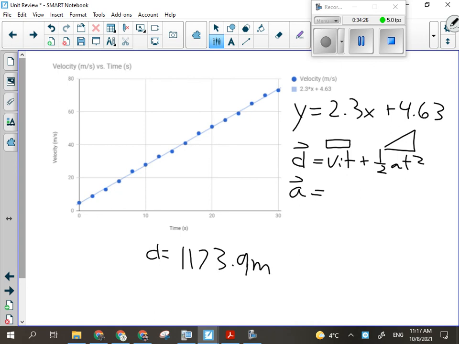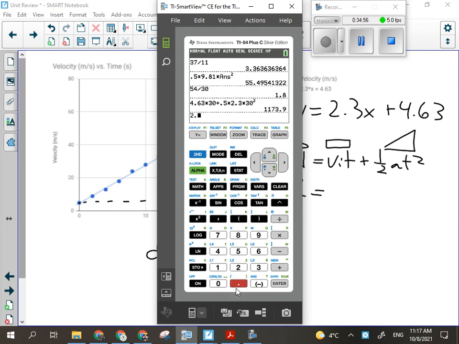Okay, so that's one way to do it. The other way to do it would be to actually figure out what these shapes are and calculate their areas. The only trick to that is there's one extra calculation. I need to know the height of this triangle by calculating where the line is, what the y value is here at time 30 seconds. That's fine, I can use this formula to get that. It'll calculate y if I plug 30 in for x. So we'll have 2.3 times 30 plus 4.63.